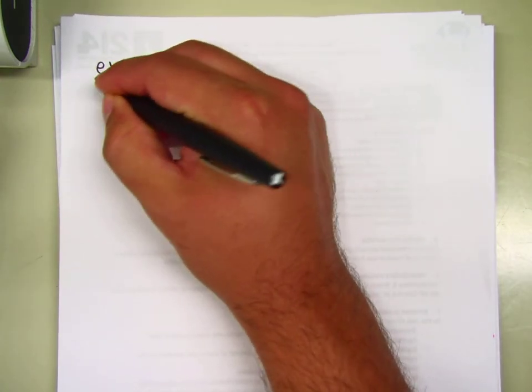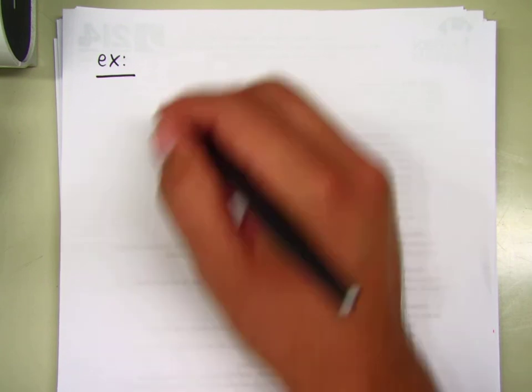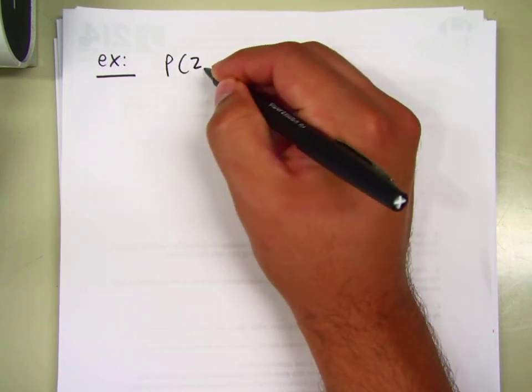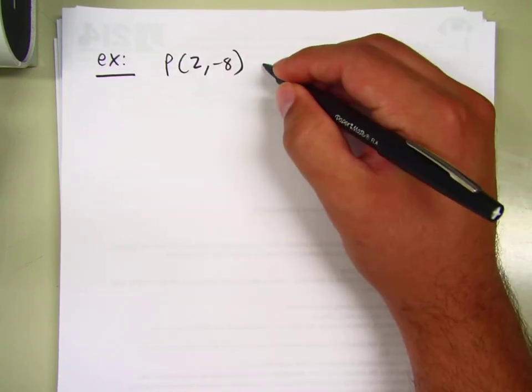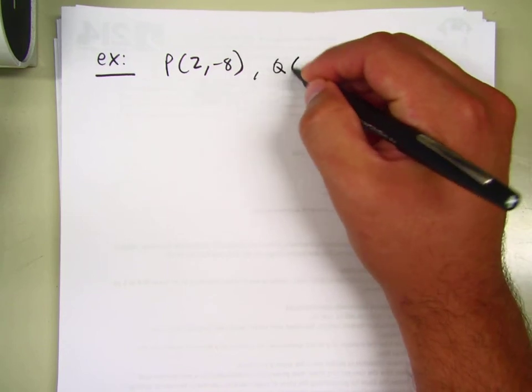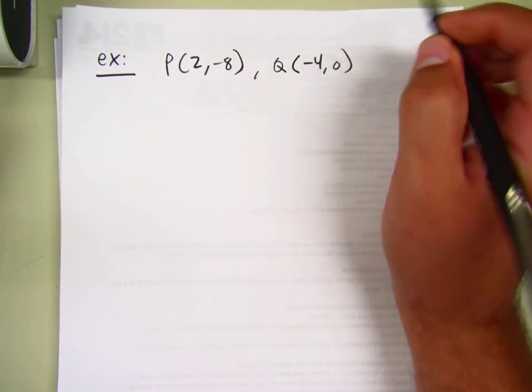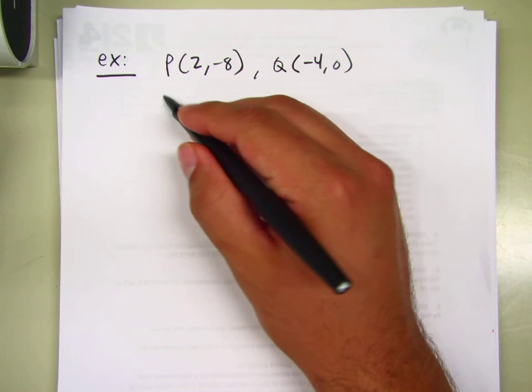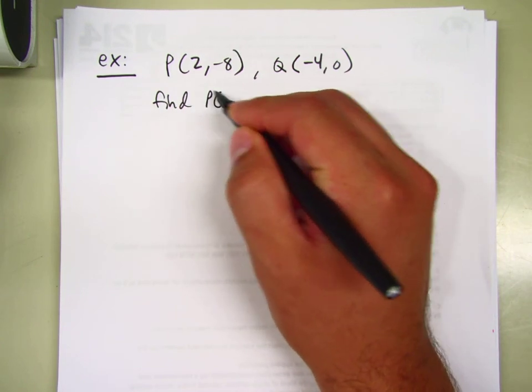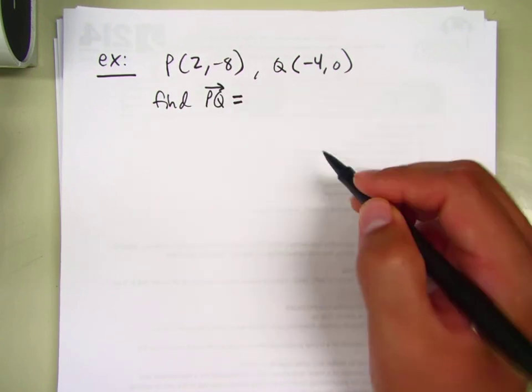Okay, so welcome to the last part of 11.2. I think we left off with a quick little example. So let's just do another quick one here. Let's say P is at 2, -8, and Q is at -4, 0. And I want to find vector PQ in component form.